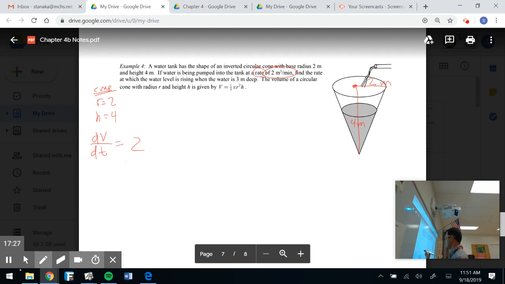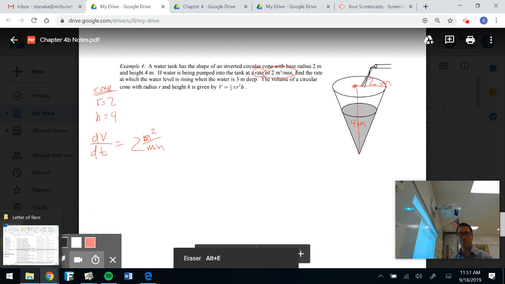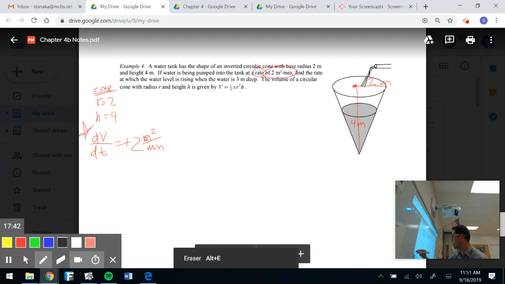Now the question is, my rate here, and this is where these get tricky, is that a positive 2 or a negative 2? It's a positive 2. Why? Because the volume is being pumped in. It's getting bigger and bigger. So let's put a plus sign there. This would be the moment in question. Can't use that till we find a derivative.